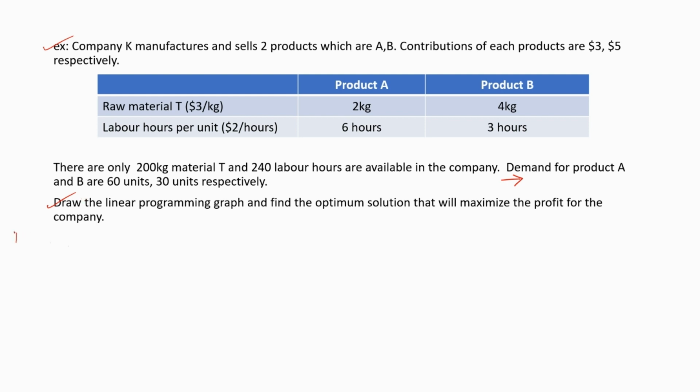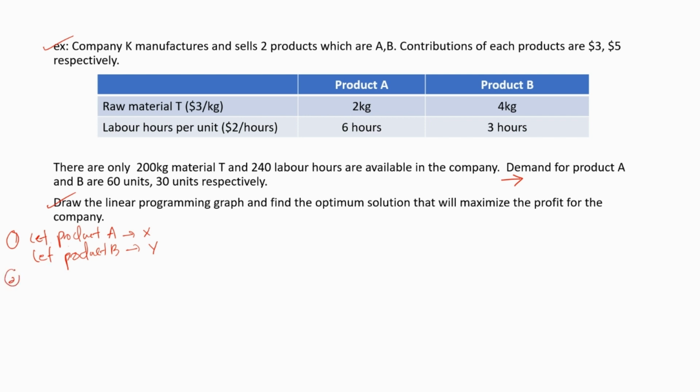So what is the first step? First step is to assign the products to the x and y values. So let product A be on the x-axis and let product B be on the y-axis. Simply, this means from now on letter x is going to represent the number of units of product A and y is going to represent the number of units of product B.